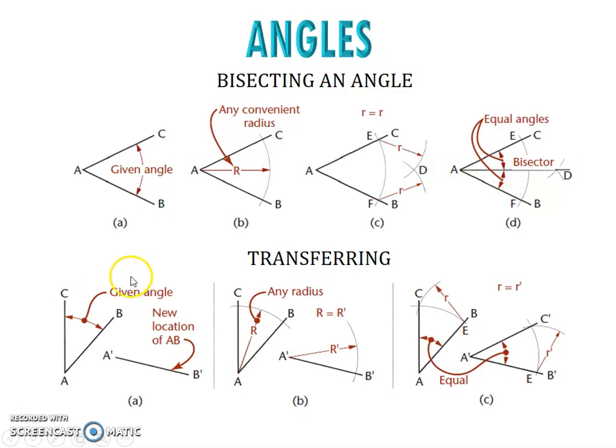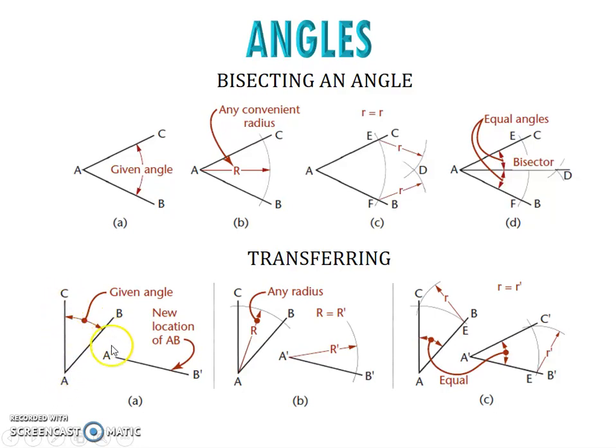Next, how do you want to transfer angles? Let's say you are given A, B, C, D over here, with lines AB and AC like this one, and then you have to transfer it to a new location like this one. Let's say the AB location is given. Then how are you going to transfer this line C?